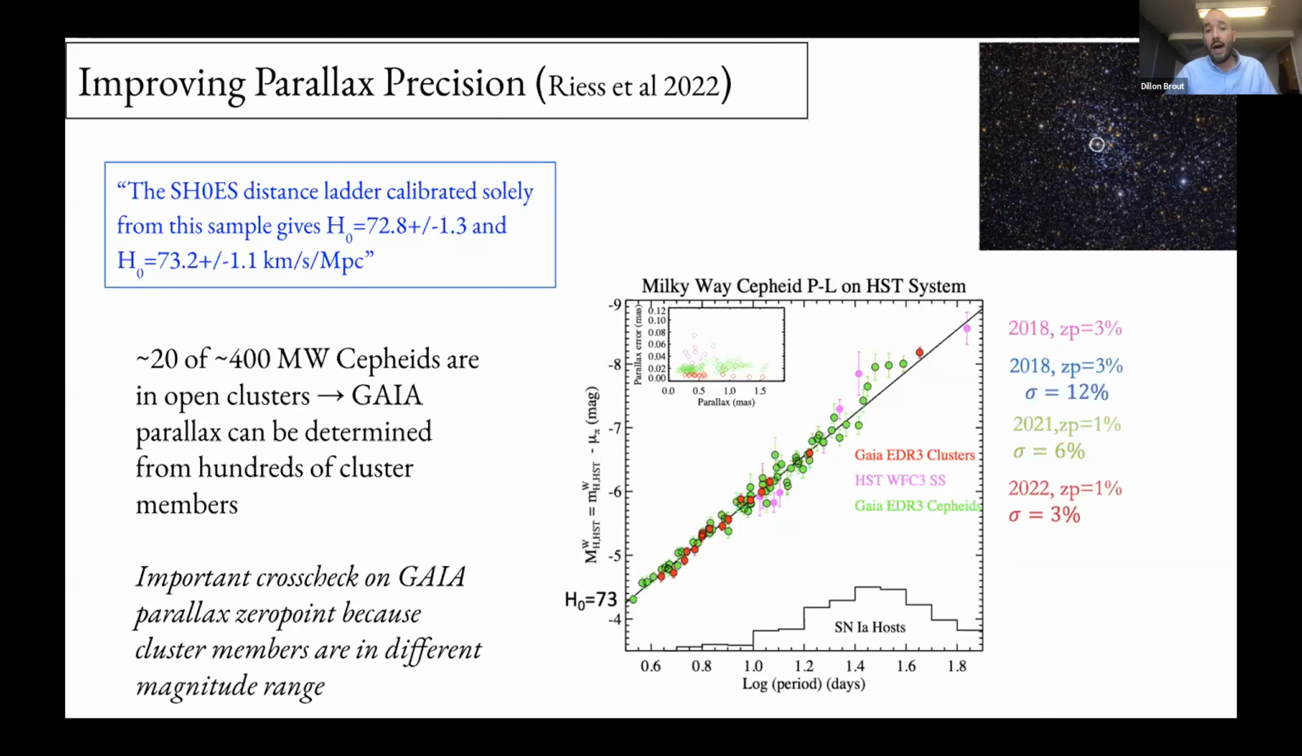So Adam has recently improved on the precision of parallax estimates using cluster Cepheids. Approximately 20 of the Cepheids in the Milky Way are in clusters, from which we can get much better estimates of the parallax due to the fact that you can get a very large magnitude range of these cluster member parallaxes. This allows for a nice cross-check on the Gaia parallax zero point.